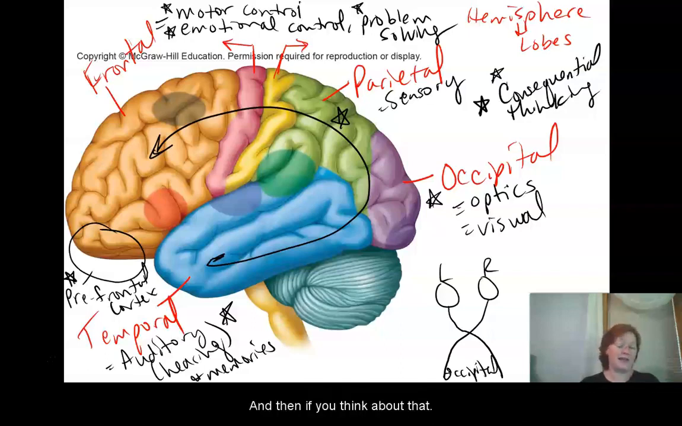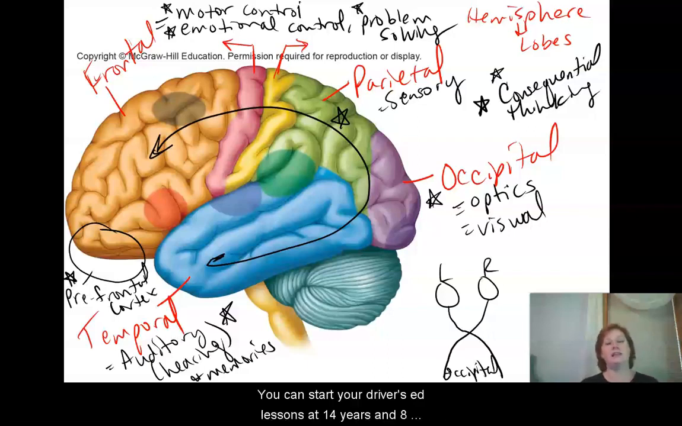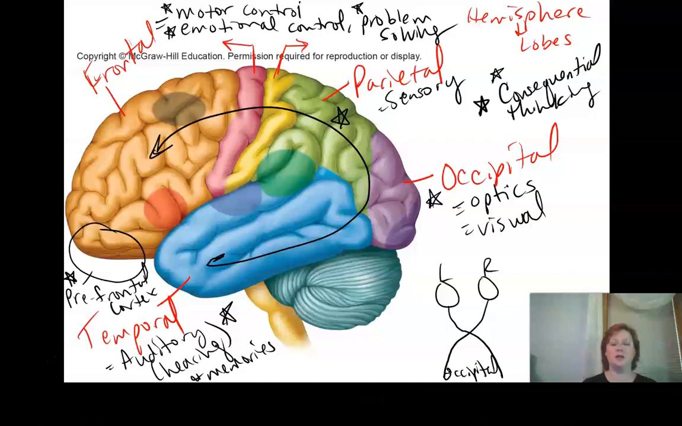And then if you think about that, when can I drive a car? Well, you might immediately have said, well, 16. That's not true. You can start your driver's ed lessons at 14 years and 8 months. I know this because my daughter just turned 13, and it's terrifying me to think less than 2 years she'll be in a car, driving it.